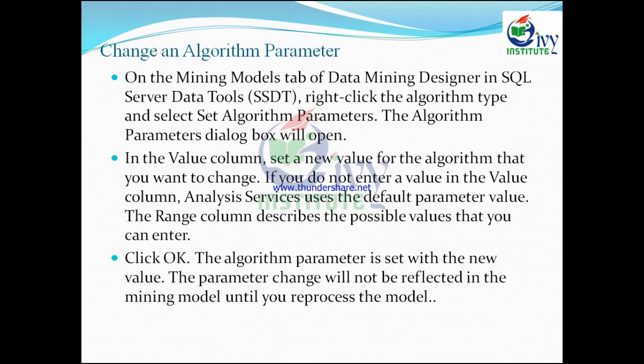Change an algorithm parameter. On the mining model tab of the data mining designer in SQL Server Data Tools, right click the algorithm type, then select Set Algorithm Parameters. The algorithm parameters dialog box will open. In the value column, set a new value for the parameter that you want to change. If you do not enter a new value, Analysis Services uses a default parameter. Then click OK. The algorithm parameter takes the new value, and the change will not be reflected in the mining model until you reprocess it.